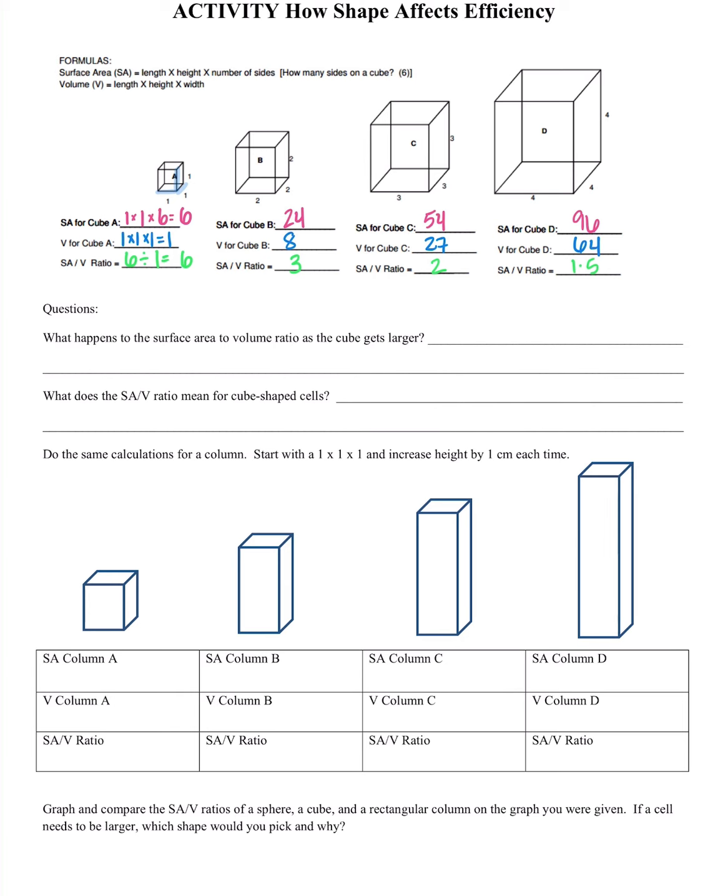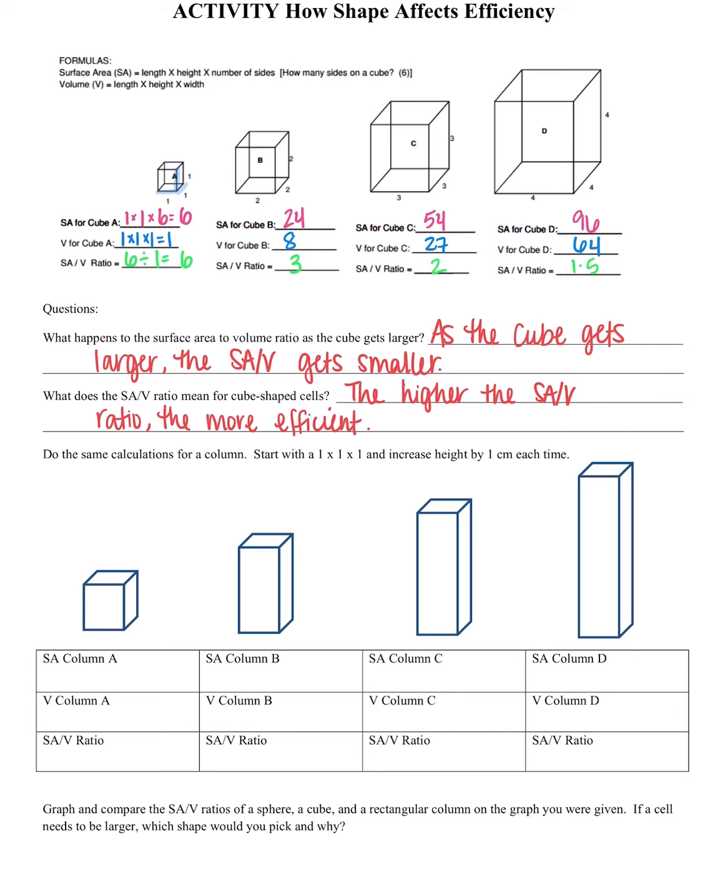Now what happens to the surface area to volume ratio as a cube gets larger? Okay, as the cube gets larger, my surface area to volume ratio gets smaller. And remember, the surface area to volume ratio for cells is important because that shows the efficiency of the cell to be able to interact with its environment and diffuse things across the cell. So what this means for cube-shaped cells is the smaller the cell is, the more efficient it is.